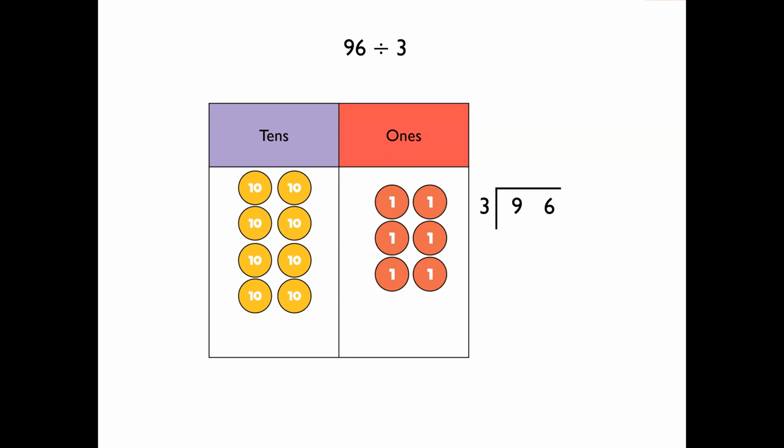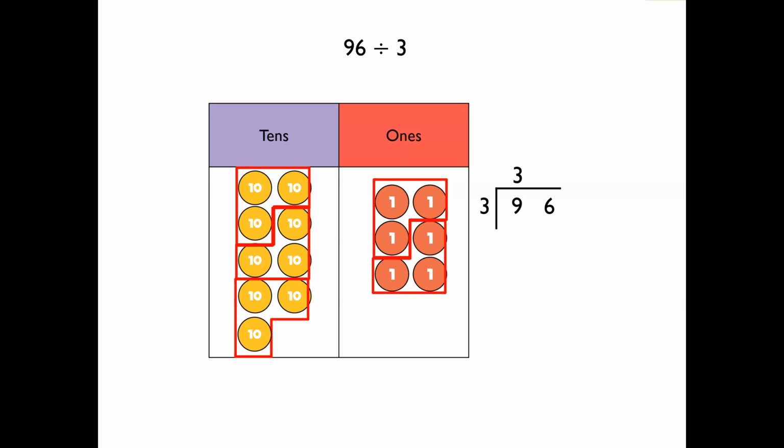Because we're dividing, we'll start with the greatest place value column. In this case, it's the tens. How many groups of 3 tens can be made from 9 tens? 1, 2, 3. We write the 3 above the 9 tens in the written method. Next we move to the ones place value column. We do exactly the same. How many groups of 3 ones can be made from 6 ones? 1, 2. We write the 2 above the 6 in the formal written method. 96 divided by 3 is equal to 32 equal groups of 3.